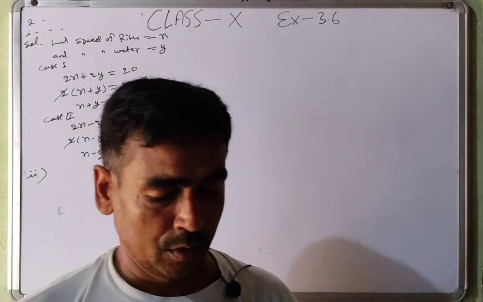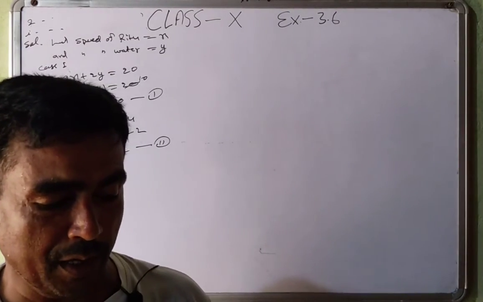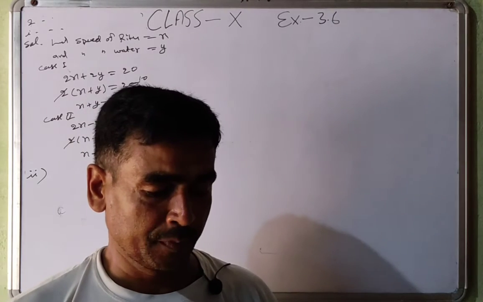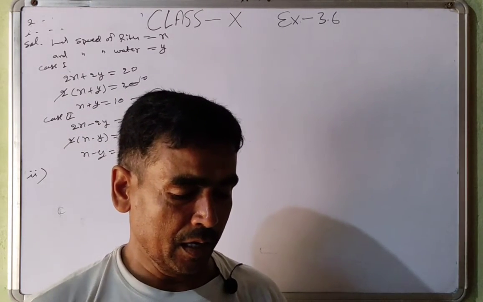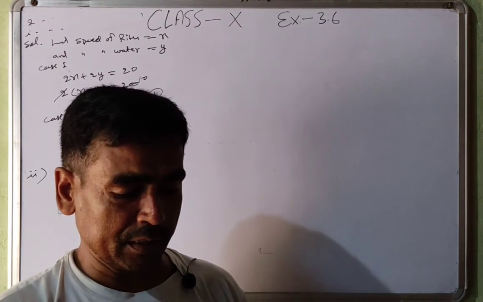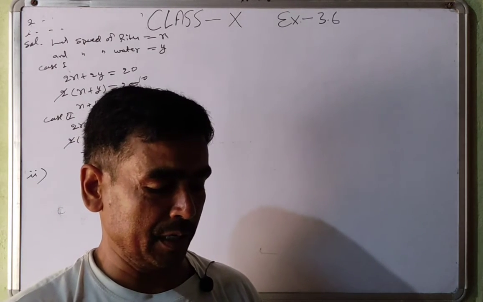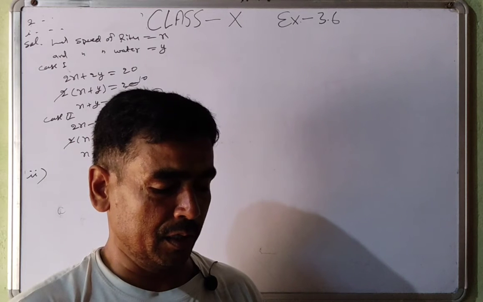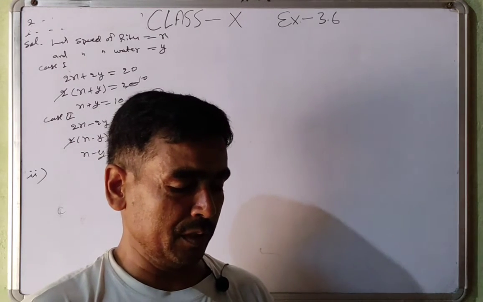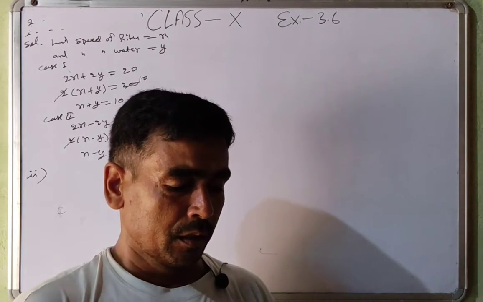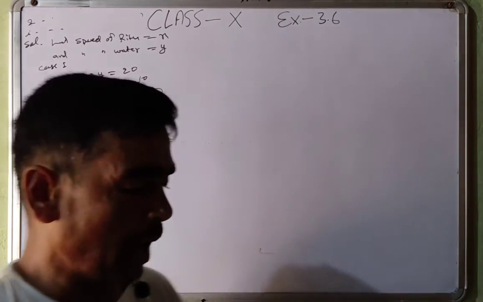2 women and 5 men can together finish an embroidery work in 4 days, while 3 women and 6 men can finish it in 3 days. Find the time taken by 1 woman alone to finish the work and also that taken by 1 man alone.